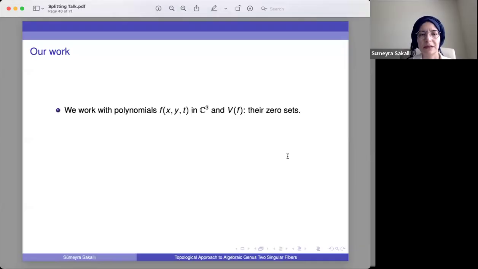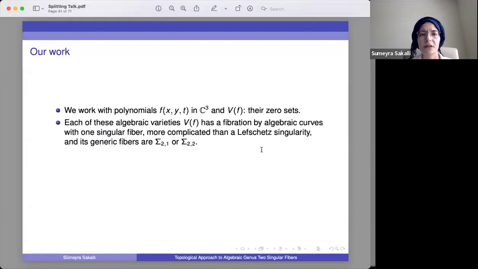So let me give a bit more details about our work. We are working with polynomials in C^3, where x, y, and t are complex coordinates, and by V_f I denote the zero sets of these polynomials. So these are algebraic varieties. And each of these algebraic varieties, V_f, has a fibration by algebraic curves with only one singular fiber. And we call them compound singularities, as I just said. These are more complicated than a Lefschetz singularity. And the generic fibers, generic means smooth fibers, they are not singular.